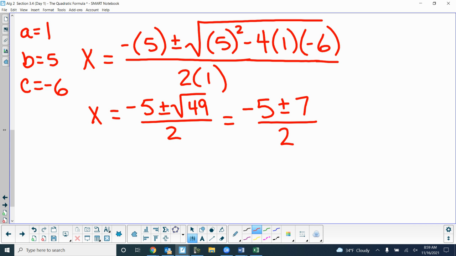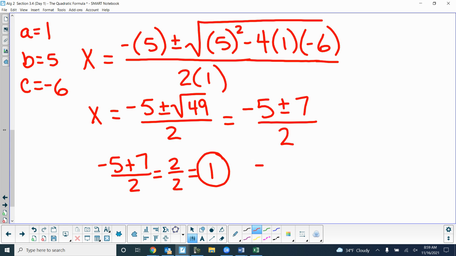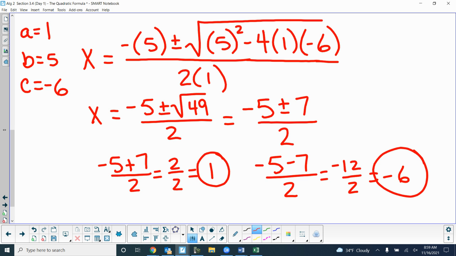All right. When that happens, you get all these whole numbers, find the two answers. So we have negative 5 plus 7 divided by 2, which is 2 divided by 2. So one of my answers is 1. Then I have negative 5 minus 7, right, Collins? Yeah. Which is negative 12 divided by 2, which equals negative 6. So if it works out nice like that, I'm expecting you to find those two answers then, okay?